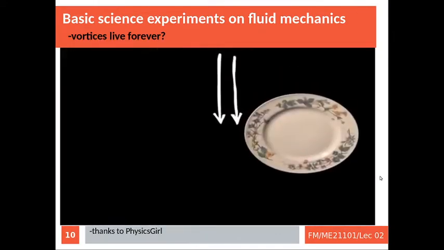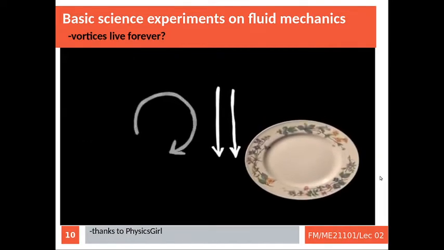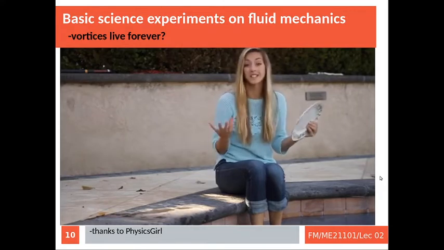As you move the plate forward, the water right next to the boundary moves with the plate because of friction. The water further out is not moving. It's that difference in velocity that causes a shear force and starts the water spinning. This is accentuated by the water in front of the plate being forced around the sides and the water behind the plate being sucked forward as the plate moves along.